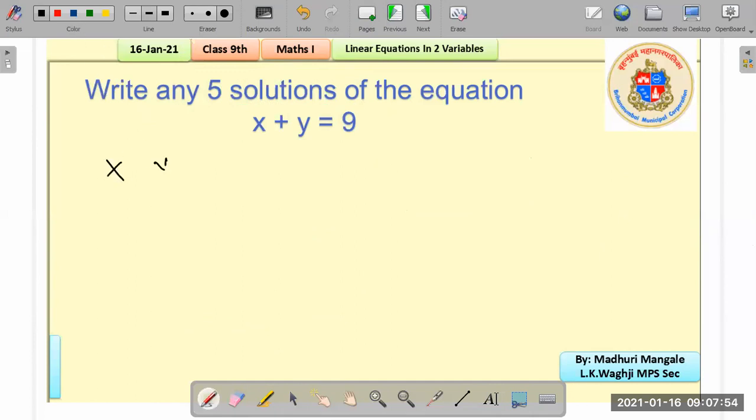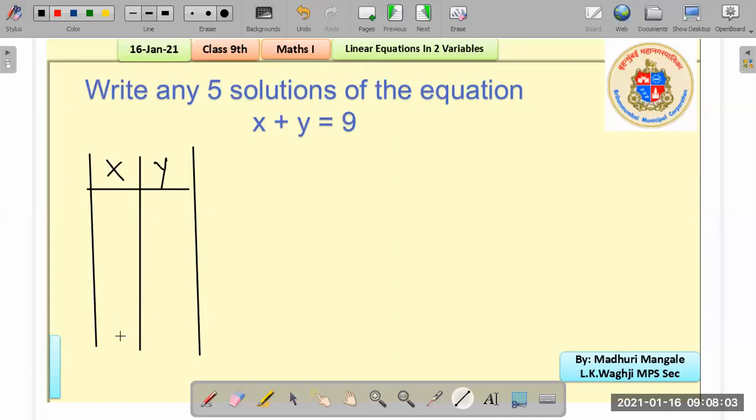So set up a table like this, in x comma y format, and to write solutions, we set random numbers for x or for y and solve for the other value. Let's say we start with x equals 1. If we put x equals 1, what should y be so that the sum is 9? Clearly that should be 8, right? So here we get 8.